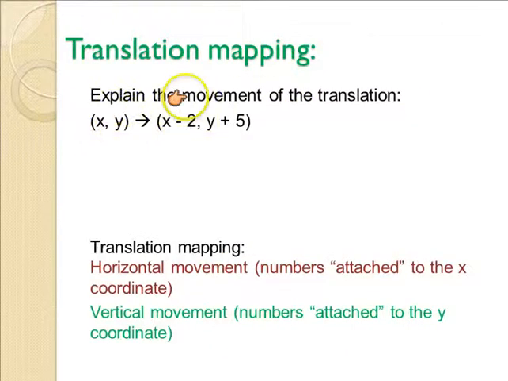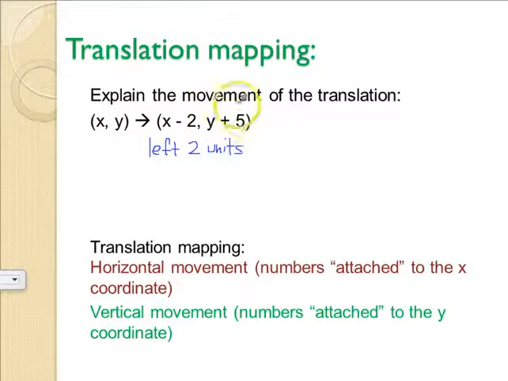So here I want you now to explain the movement. I'm giving you the translation mapping notation, and I want you to tell me how the object would be moving. Again, you always start with your x and your y, the arrow, and now we've got x minus 2 and y plus 5. So we've got a minus 2 now. What direction are we moving in? If plus was right, that would mean the minus is telling us we're going left. So we would be going left 2 units.